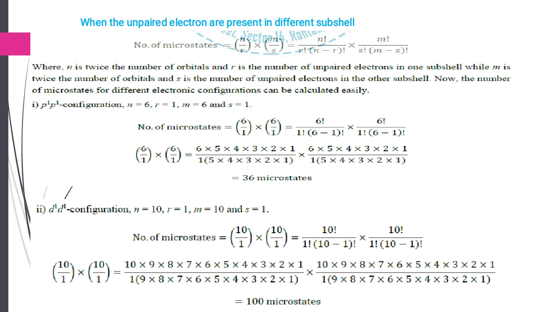Similarly for the p1 d1 configuration, for p, n is equal to 6 and r is 1, since one electron is there, and for d, m is equal to 10 and s is equal to 1. Simplifying that, we get 60 microstates.